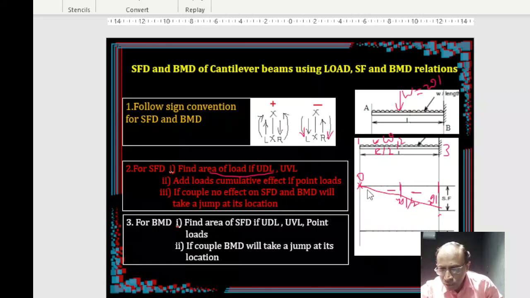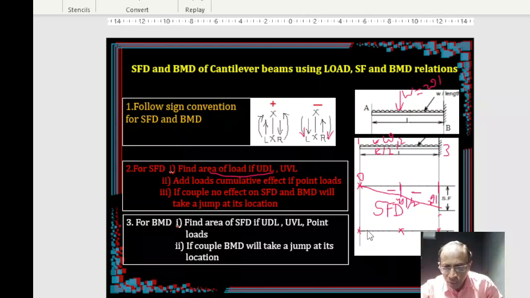Okay. So this is the shape of the shear force diagram. That's all. Next, if you want the bending moment diagram, again same thing. You should find the area of the shear force now. Again you take the same 3 points, say 1, 2 and 3.